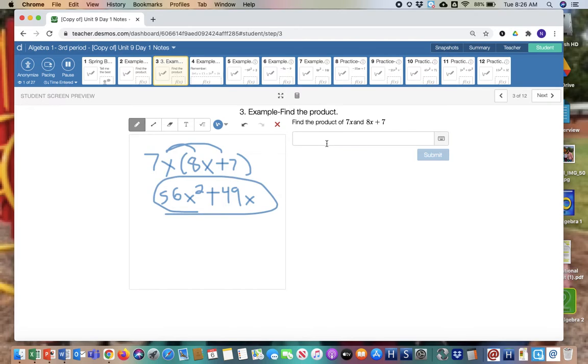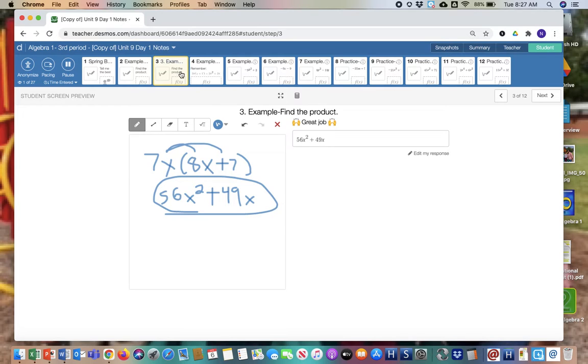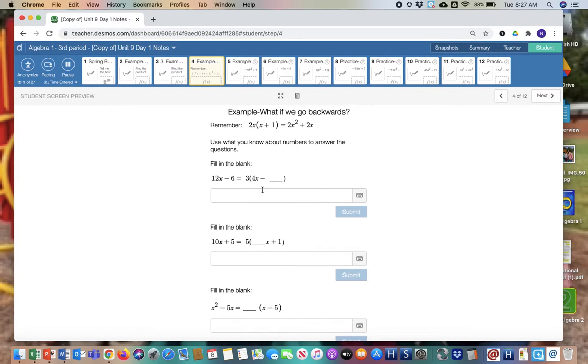And remember, each time we want this in standard form. That's in standard form because it goes from highest to lowest exponent. So that's what that should look like. All right, awesome. Now we need to start thinking about what happens if we go the other direction. Remember the first screen we did, screen number 2, we had 2x multiplying times x plus 1, and that gave us 2x squared plus 2x. So what if we start with this and go the other direction?